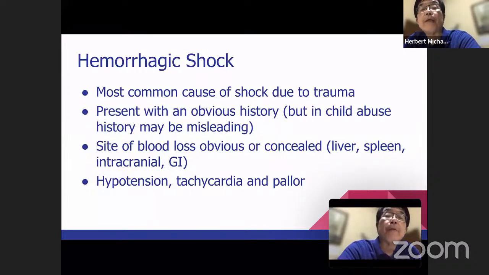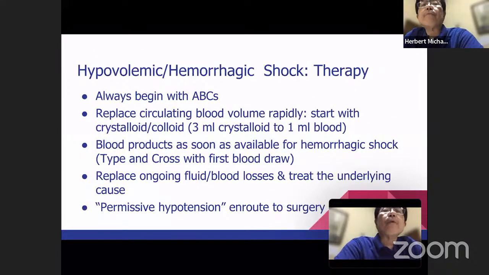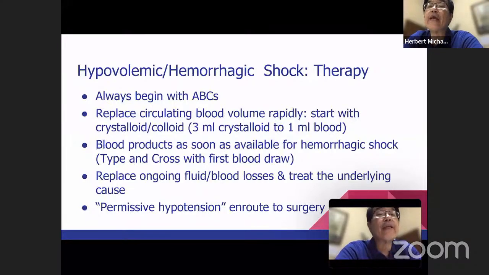So these patients would always be hypotensive, tachycardic, and they look pale. So in patients with hypovolemic or hemorrhagic shock, always begin with the ABCs. Replace the circulating blood volume rapidly, starting with the 3 ml crystalloid to 1 ml estimated blood loss.